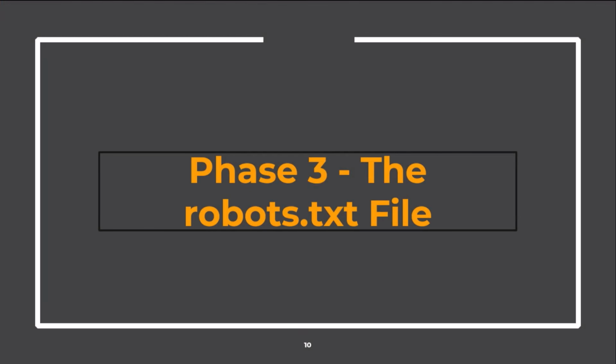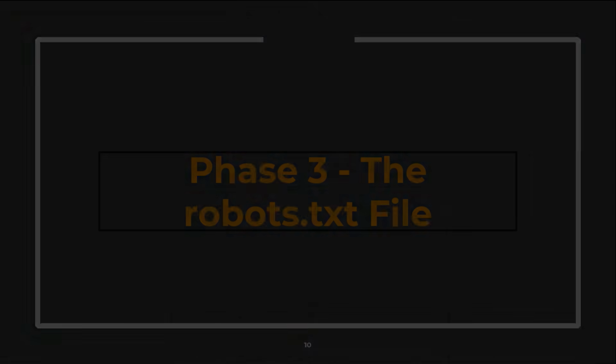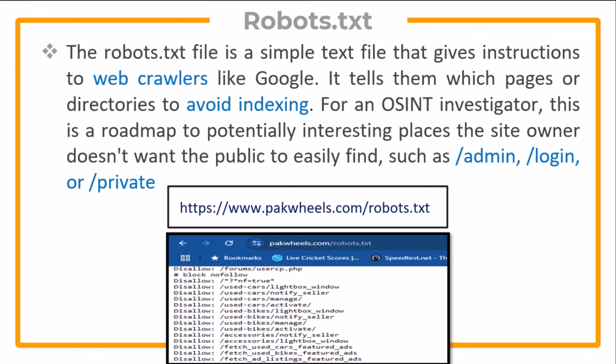Now we move to our third phase, looking at server configuration files. The first one we always check is robots.txt. This file is designed to tell search engines like Google which pages they should not index. For us, it's a treasure map of places the website owner doesn't want people to find easily.